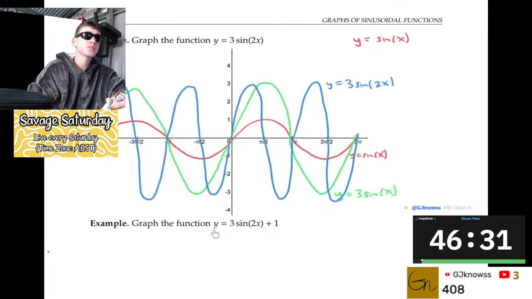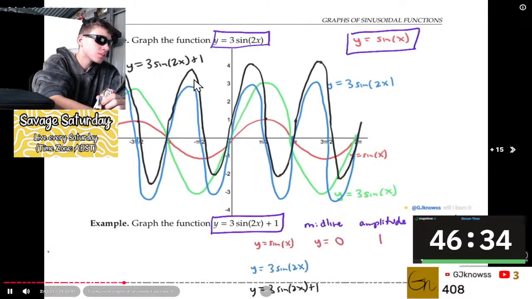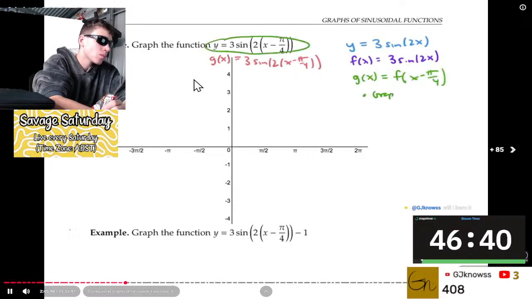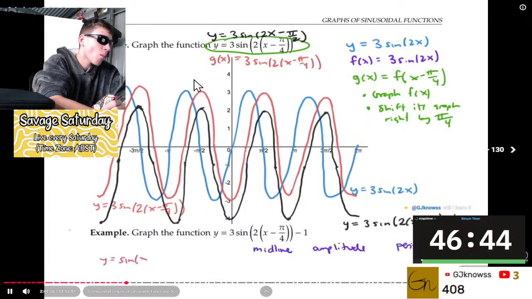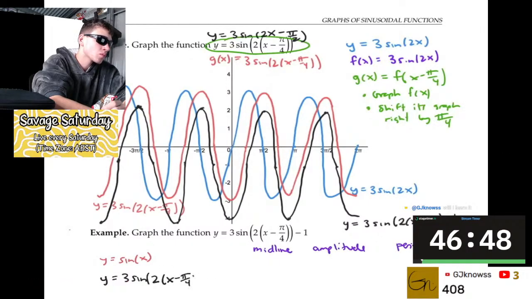If instead I want to graph y equals 3 sine 2x plus a shift, the period shrinks by a factor of 1/2, and the shift only affects this function. To graph this, look at our final transformed function, y equals 3 sine of 2 times quantity x minus pi over 4 minus 1.